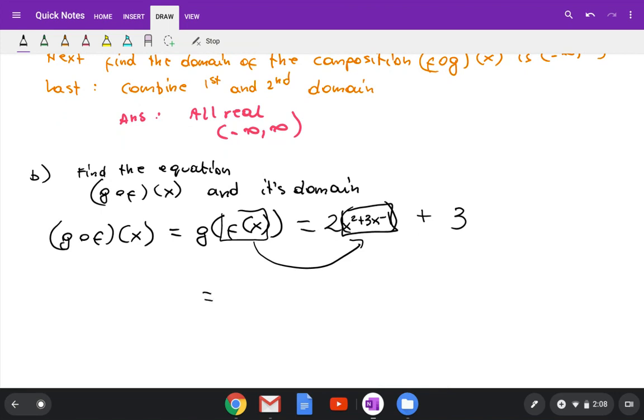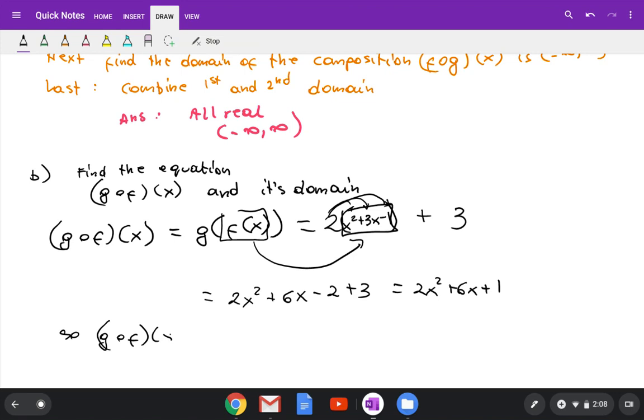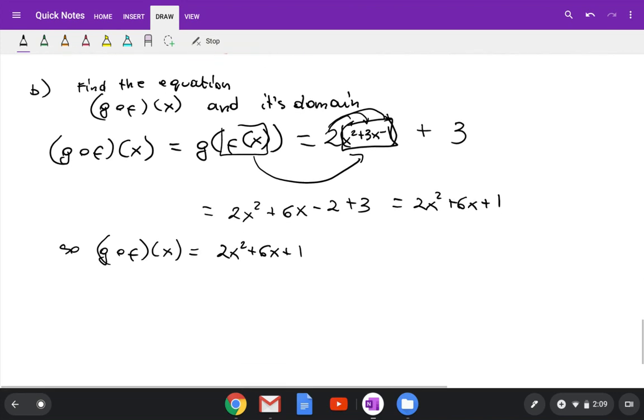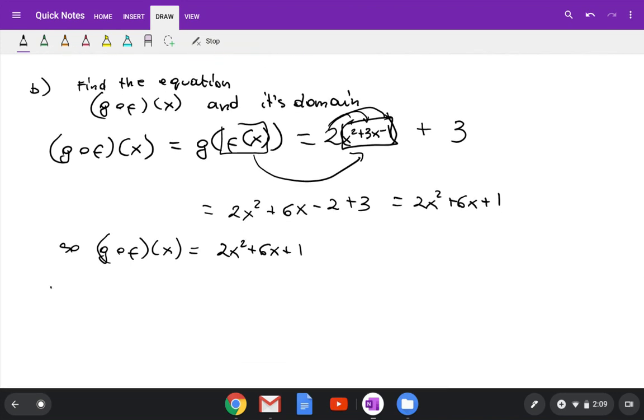So let's simplify. Here, you just need to distribute 2 to each term. Okay, hopefully you guys can see it. So that will give you 2x squared plus 6x minus 2 plus 3, which is 2x squared plus 6x plus 1. So g composed with f is 2x squared plus 6x plus 1. Okay. And now we have to find the domain.